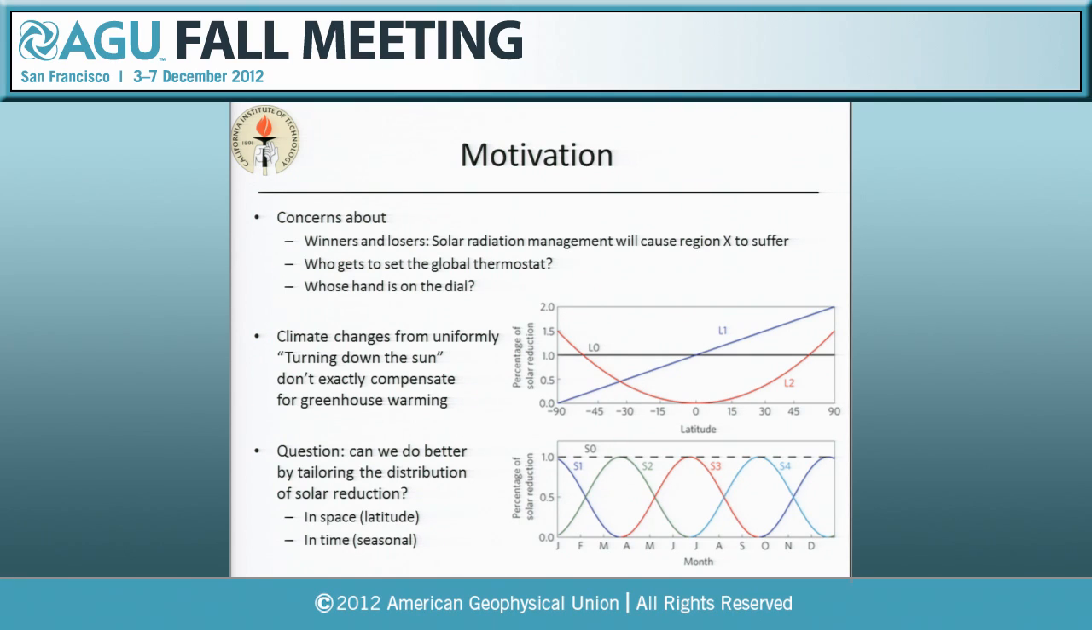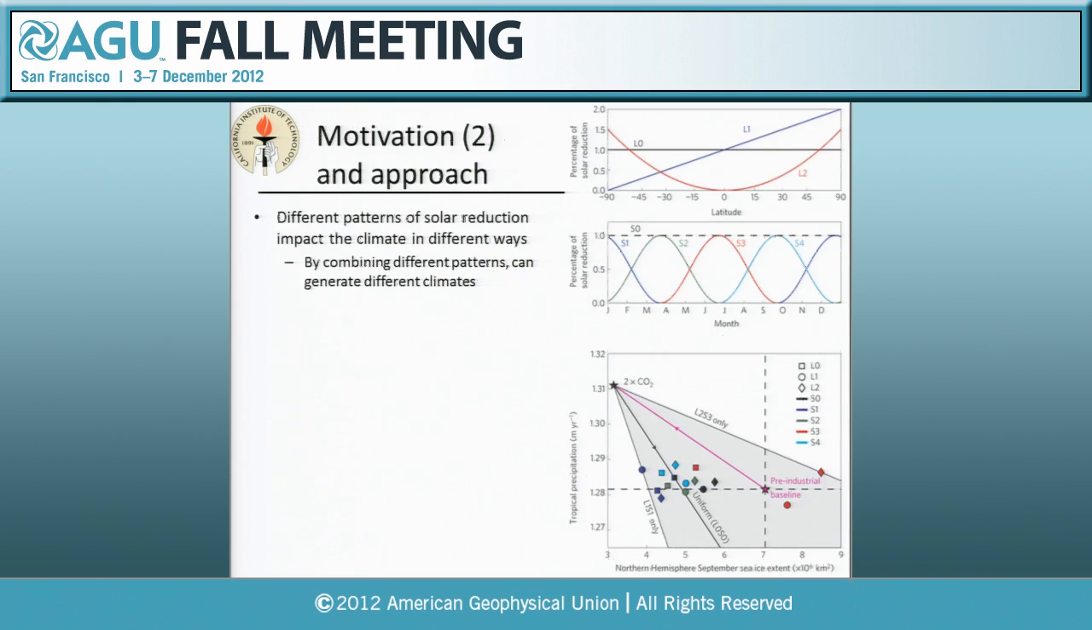L0 here is uniform across the globe, and then we change the latitudinal distribution either in a linear or a parabolic way, and combine those with doing that in each season. So we have 4 different seasons and 3 different spatial patterns. That gives us 12 degrees of freedom. Instead of asking whose hand is on the dial, we're going to give you more dials and see how well you can do. You might already guess from Bala's talk that this is not going to be a panacea. You're not going to improve things perfectly.